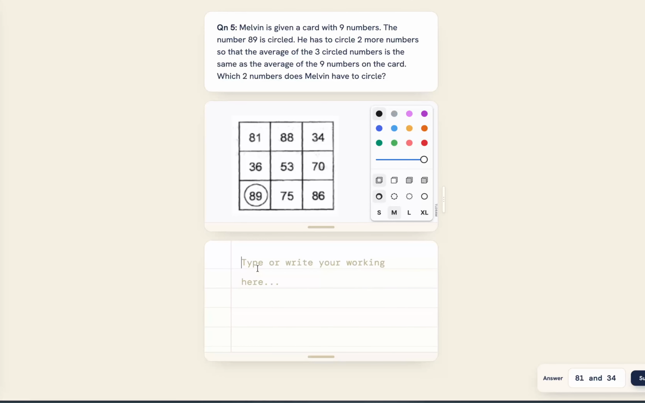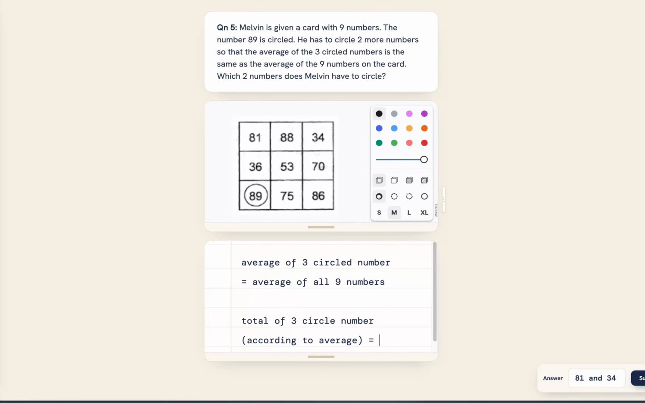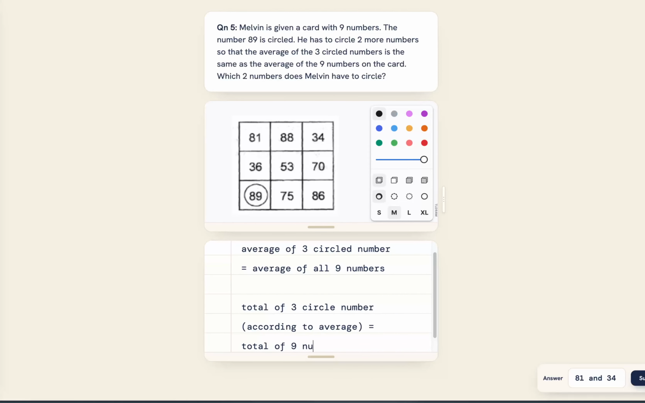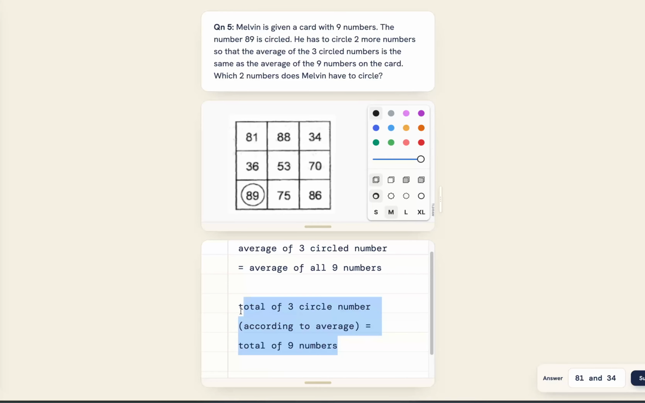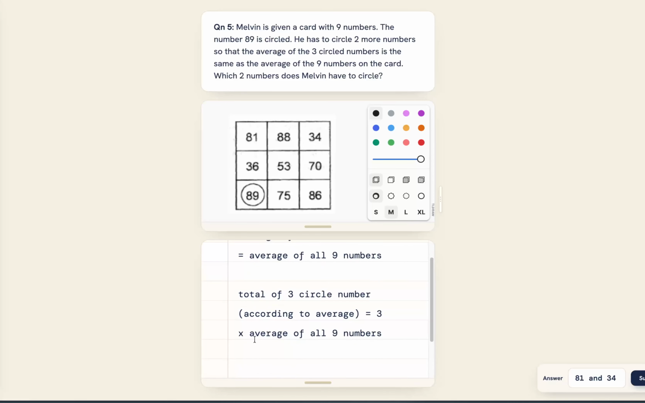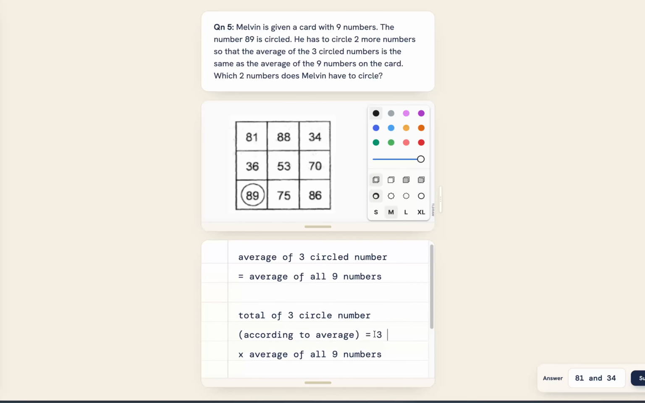So basically, we need the average of the 3 circled numbers to equal the average of all 9 numbers. In another way, we can say the total of the 3 circled numbers, according to the average, should be equal to 3 times the average of all 9 numbers. Okay, so that's what it's talking about, and that's how we can interpret it.